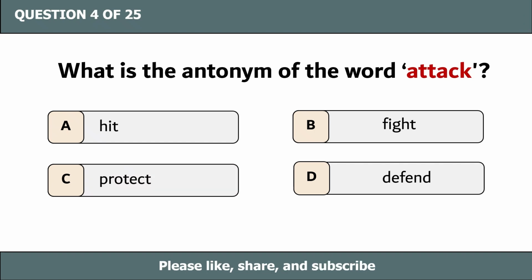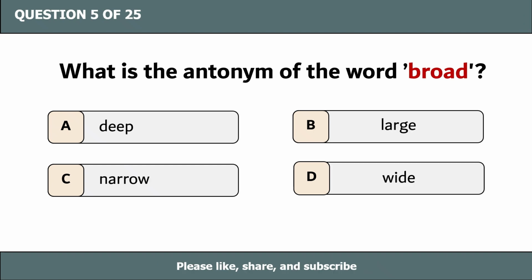Question 4. What is the antonym of the word attack? The correct option is D. Defend. Question 5. What is the antonym of the word broad? The correct option is C. Narrow.